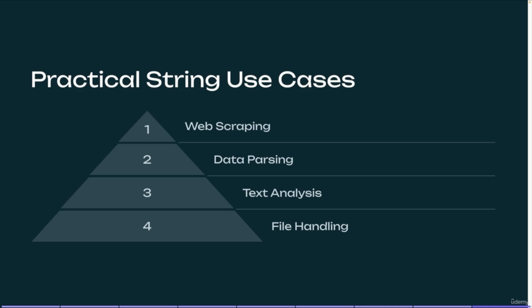So when you talk about things like web scraping, which is essentially just using your Python code to visit websites and extract information from those websites, you have data parsing, you have text analysis, and you have file handling. These are just some practical use cases for strings, but of course, there's so much you can do with strings, and that's why it is a very important data type in Python.